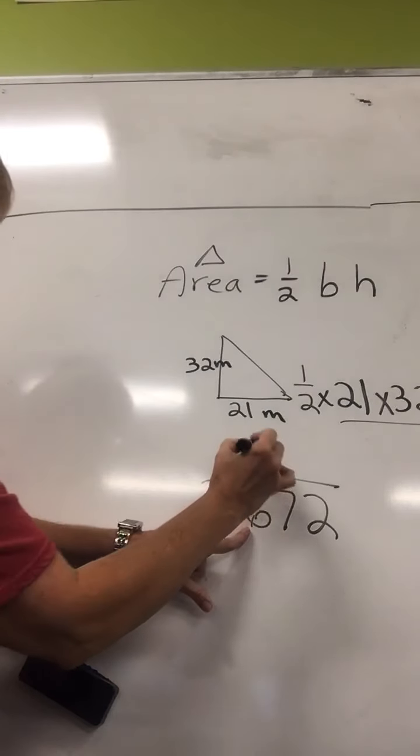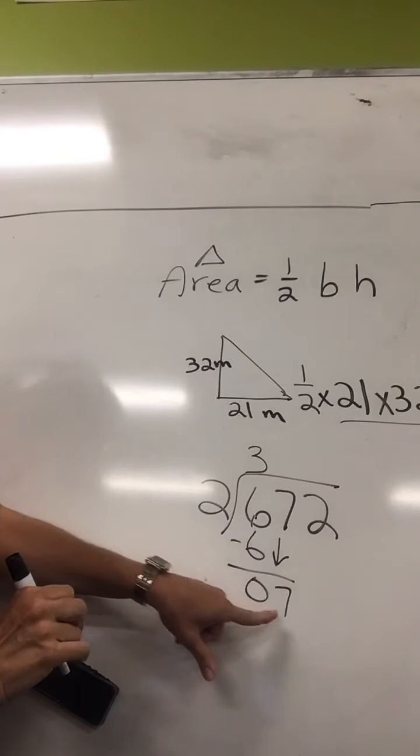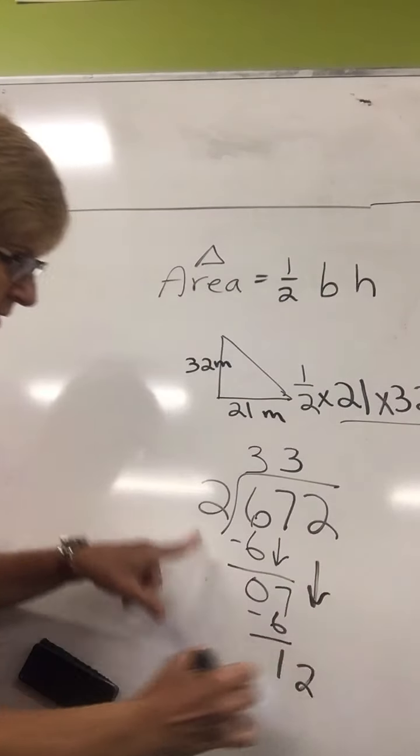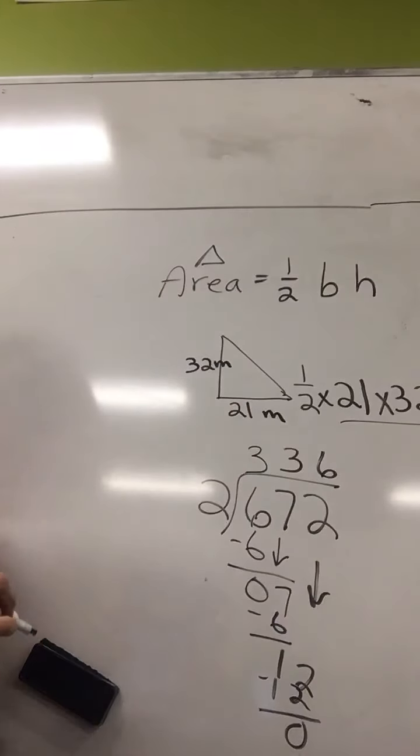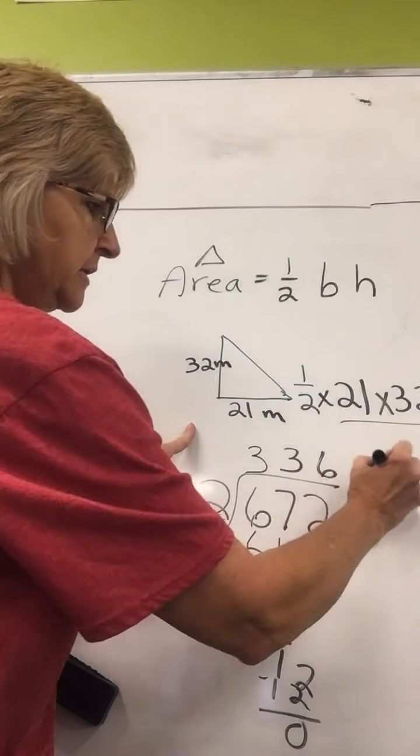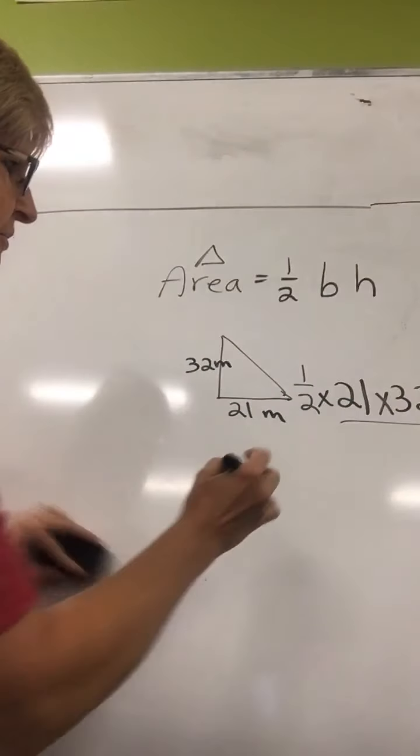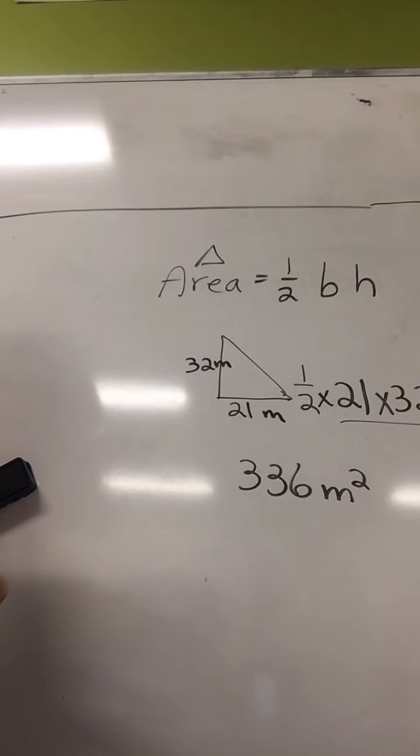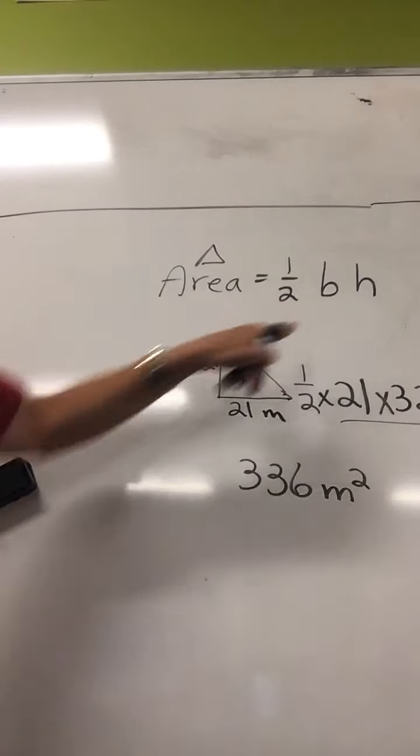2 goes into 6 3 times. Bring down. 2 goes into 7 3 times. Bring down. 2 goes into 12 6 times. So my answer for the triangle is 336 square meters. Area is always in squares. So when you do these problems, just plug in what you know and just multiply everything out.